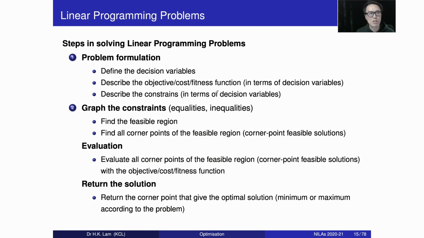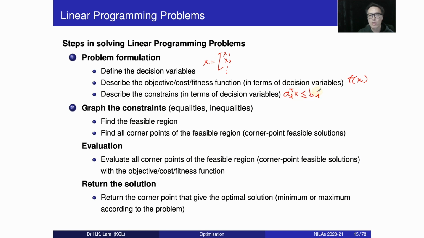So these are the steps in solving the linear programming problem. The first step is to formulate the problem. That is, we find out what the decision variables are. So we have the vector: what x1 represents, what x2 represents, and so on, and how many of them. Then describe the objective cost function, or fitness function, f of x. It is a scalar function; it returns a single value if you feed x into this cost function. And then we have the constraints as well, a_i transpose x less than b_i.